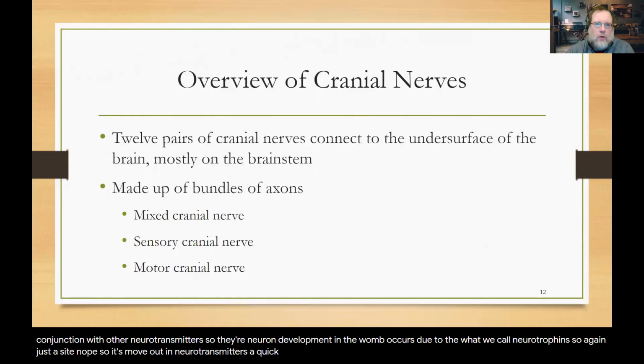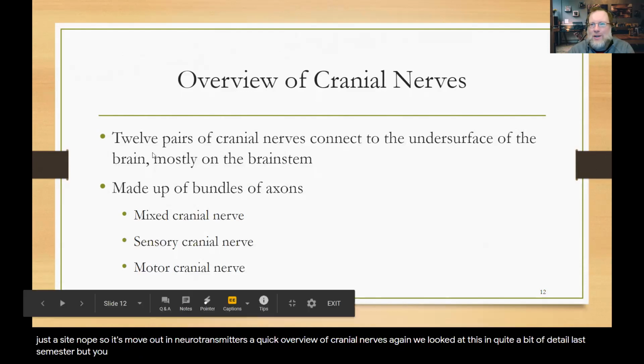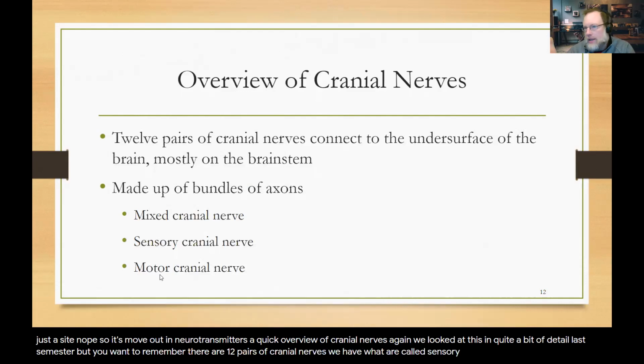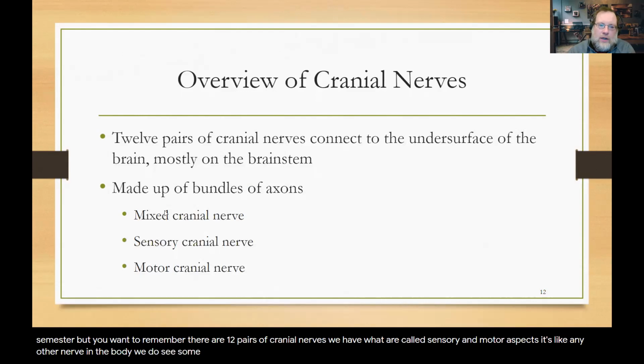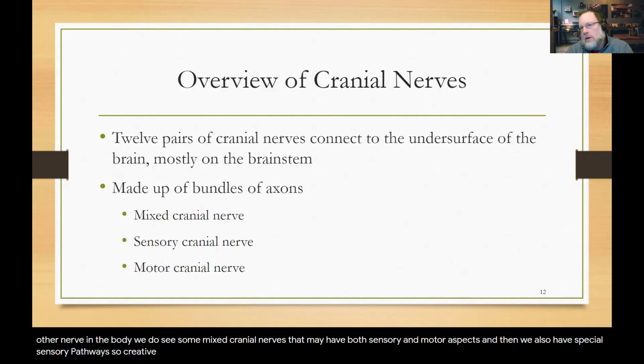A quick overview of cranial nerves. Again, we looked at this in quite a bit of detail last semester, but you want to remember there are 12 pairs of cranial nerves. We have what are called sensory and motor aspects, like any other nerve in the body. We do see some mixed cranial nerves that may have both sensory and motor aspects. And then we also have special sensory pathways. Cranial nerves are generally associated with the brain and stay somewhere in the cranium.